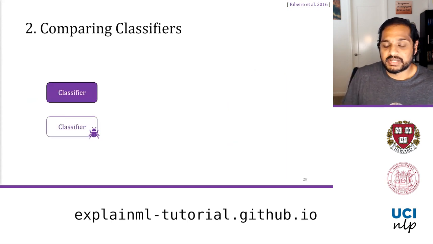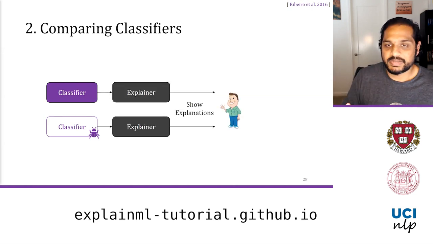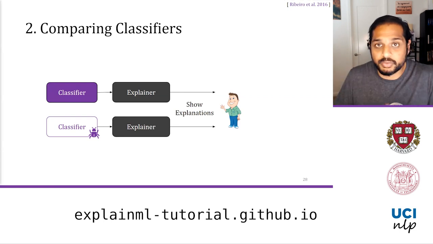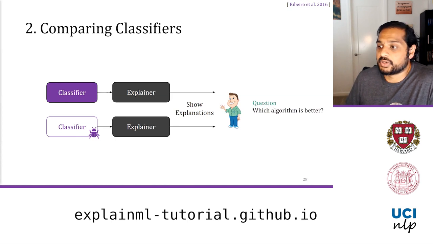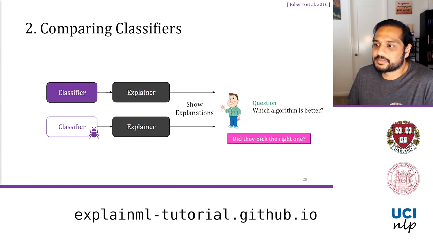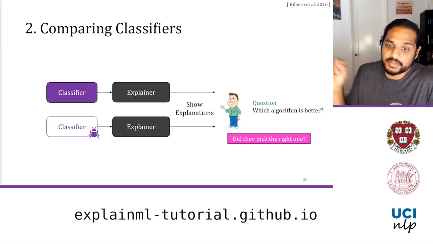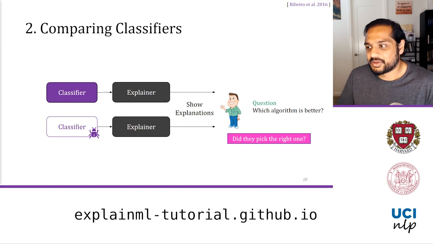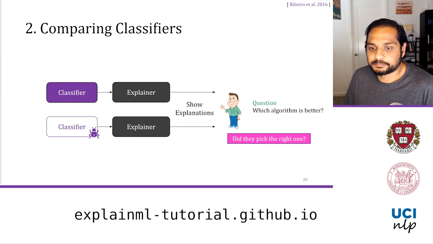Here's another way, which is a little bit easier to evaluate, where you create two classifiers. One of them is a clean classifier. The other one is a buggy classifier. You run both of them through your explainer, get two explanations, and show both of them to the users, often side by side. And then you basically ask them, given these two explanations, which algorithm do you think is better? And you see how often they picked the clean one versus the buggy one. The more often they pick the clean one, the better the explanation is, because the user is able to evaluate how good a model is using just the explanations.